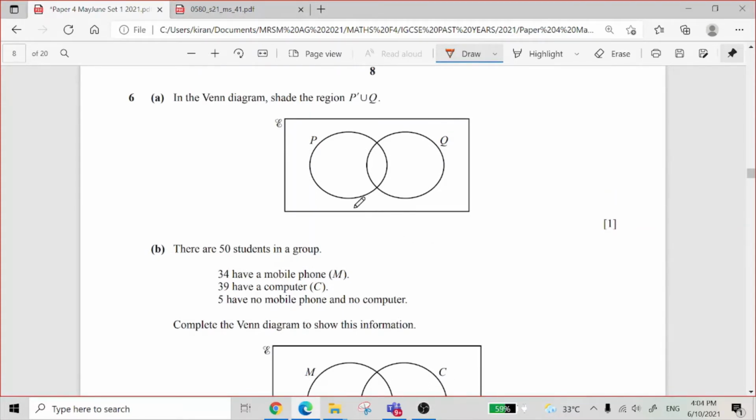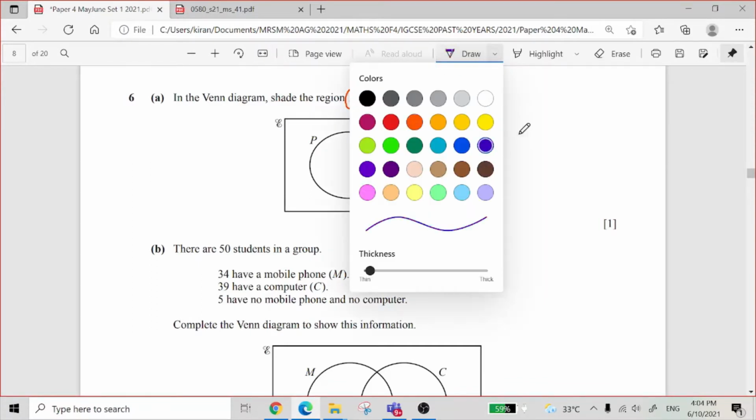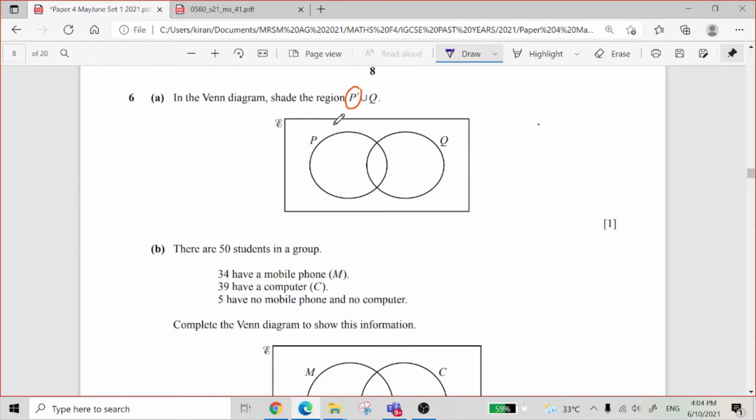Okay, so question number 6. In the Venn diagram, shade the region P complement union Q. So for this part, we have to shade the part of P complement first. We take P complement as everything except set P. So we shade that part.